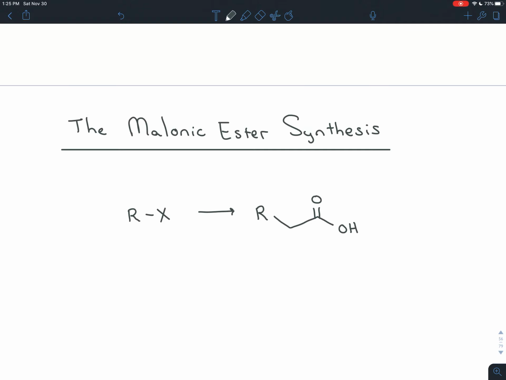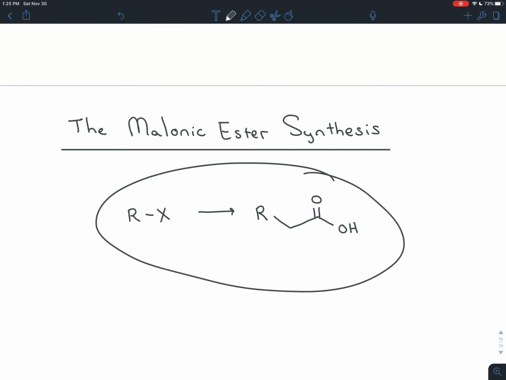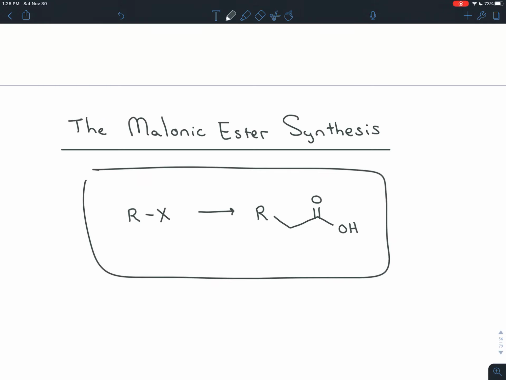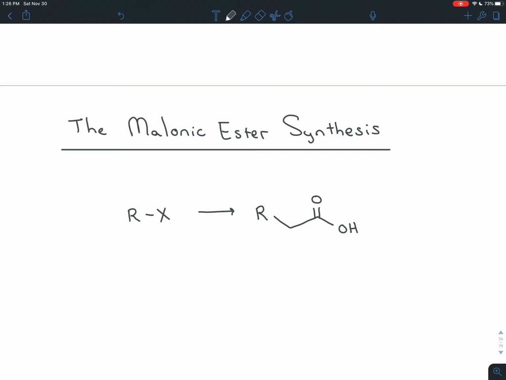Okay, so first, what does it do? The general idea summarized behind the Malonic Ester synthesis is written here. Now, some languages, like English or French, you read left to right. Other languages, like Arabic or Hebrew, you read right to left. Chemistry is a language that you can read in both directions. One sentence will give you two statements, depending on how you read it.